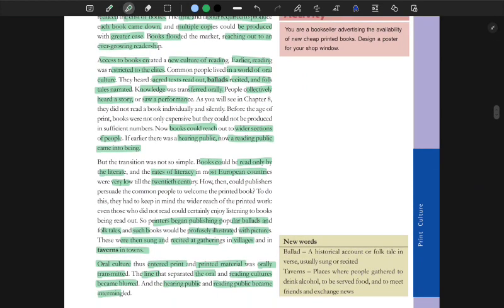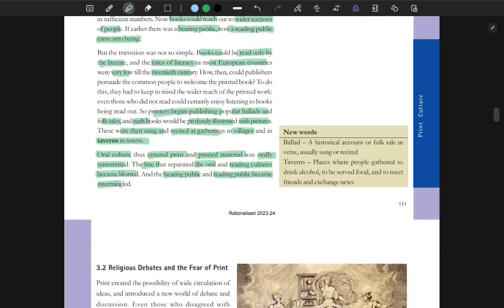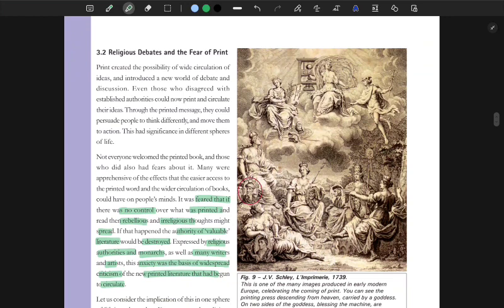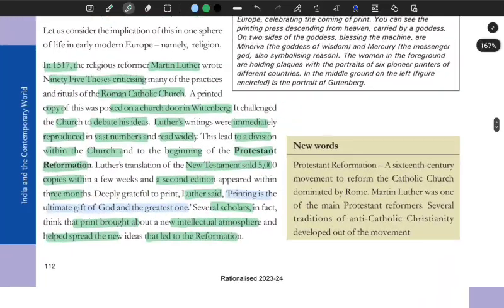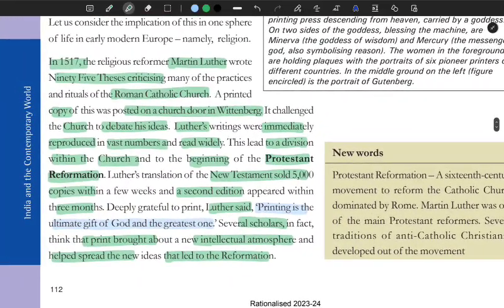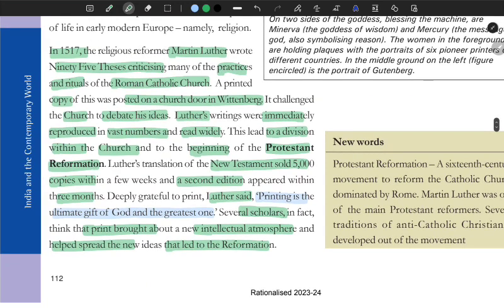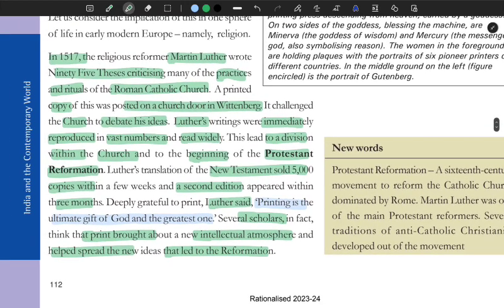We will be discussing how print revolutionized how people saw the modern world, and it brought a lot of changes, as you can see, to the social order, that is the government that was there. And people started to criticize, with authors criticizing the monarchies, aristocracy, and the Roman church. As you can see here, in 1517, a religious reformer, Martin Luther, wrote 95 theses criticizing many of the practices and rituals of the Roman Catholic Church. A printed copy of this was posted on a church door in Wittenberg. It challenged the church and debated ideas.